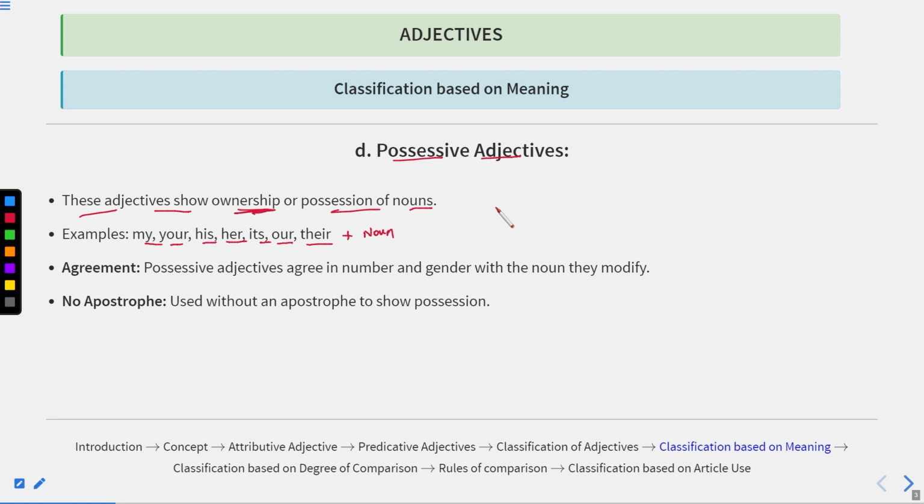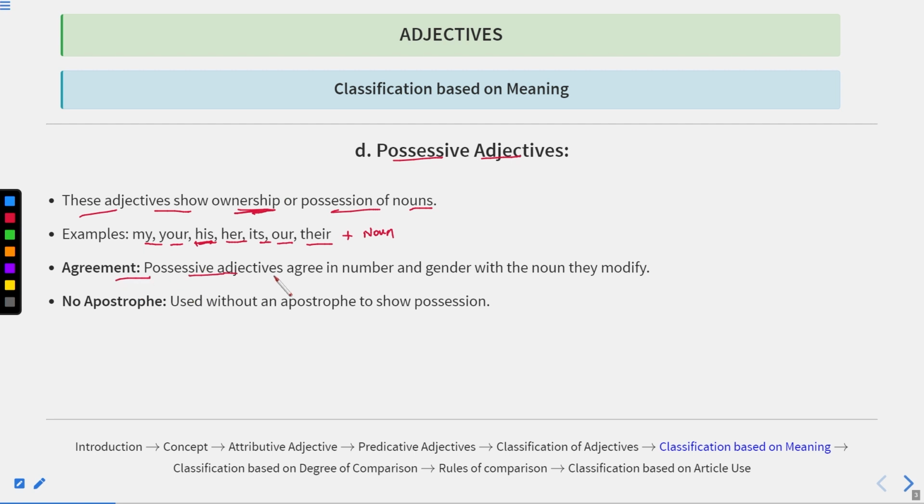For example, he loves his house. It means his house, the house which he possesses. He loves that house. So we can use his before house. That will show that this house belongs to him.